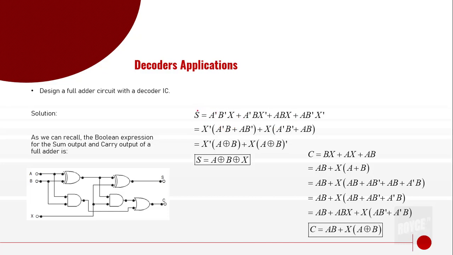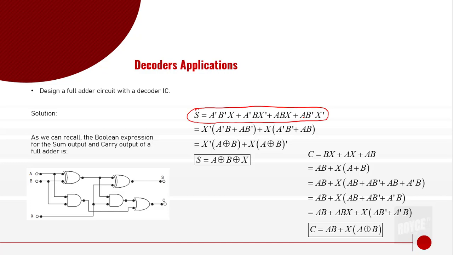Mapapansin nyo si S is naka-standard SOP form na siya. Ayan. So we don't need to make an extra step to convert this to the standard format. So what is the standard format? Since ang input natin is 3 variables, A, B, and X, therefore, to make it into a standard format, each term should contain each variable. So this first term contains A, B, and X. Second term contains A, B, tsaka X. Third term contains A, B, tsaka X. And the last term contains A, B, and X.